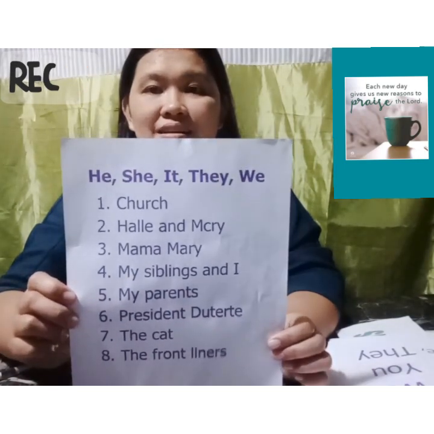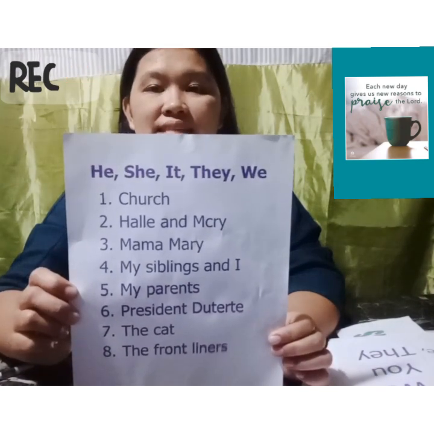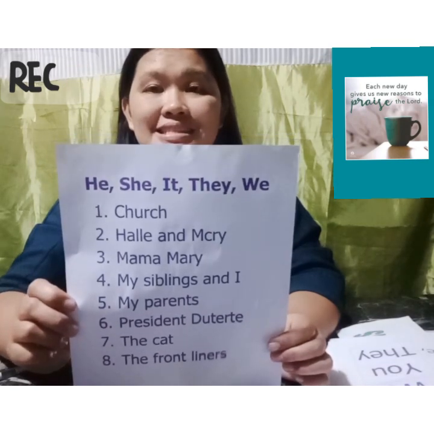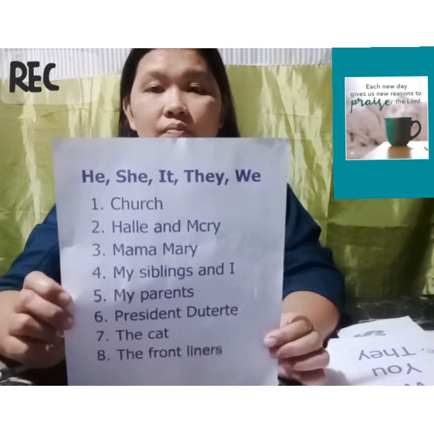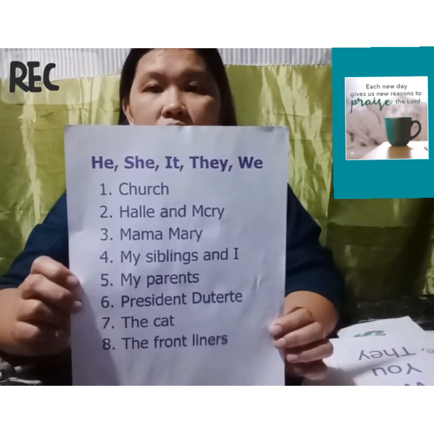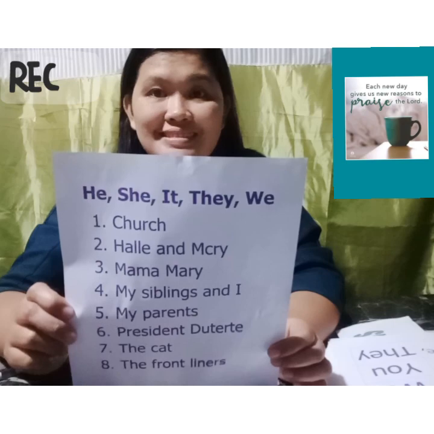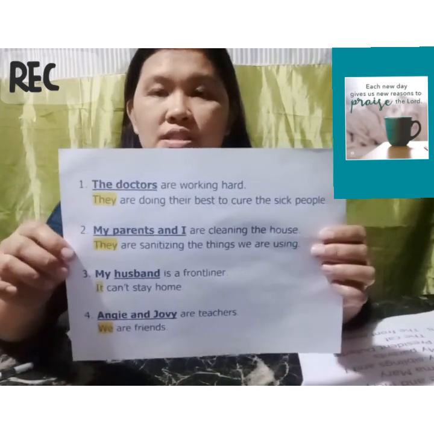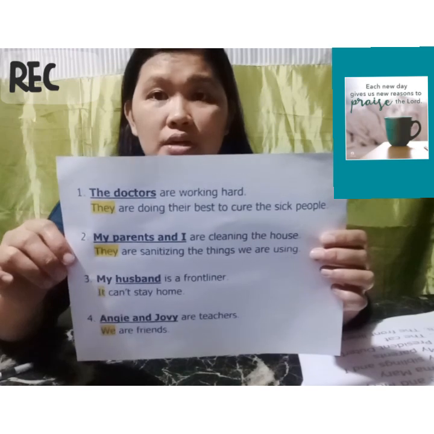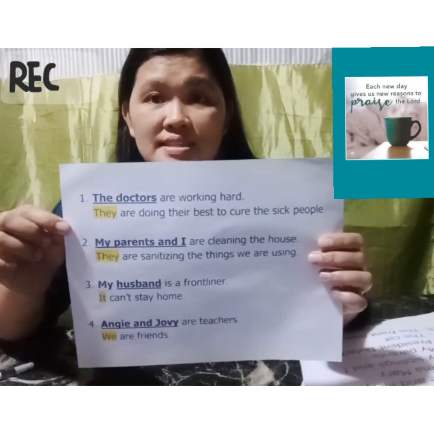6, President Duterte, he. 7, the cat, only one animal. The answer is it. And the last one, the frontliners, we use they. Okay. For the next one, our subject, the doctors. We are talking about the doctors, so we say they. Number 1 is a check.